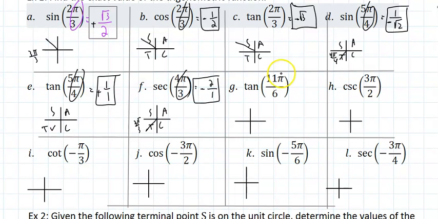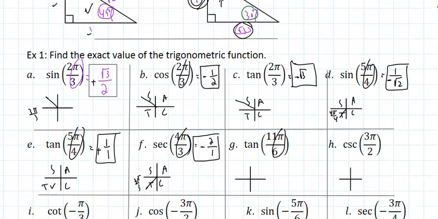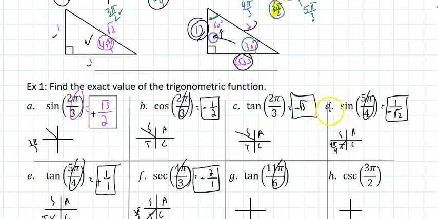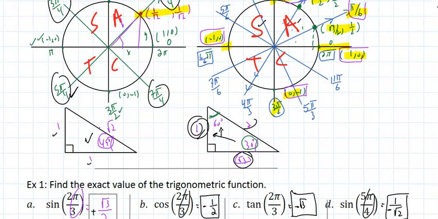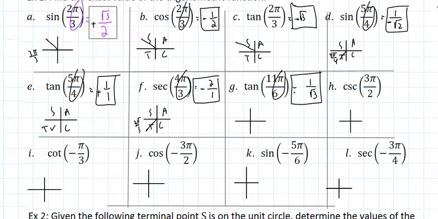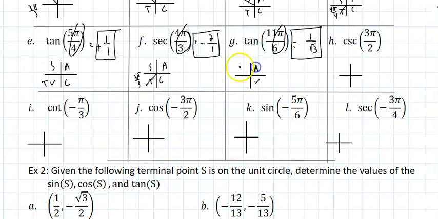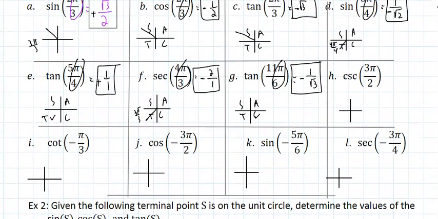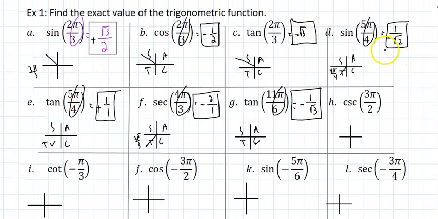11 pi over 6, 30 degrees. 30 degrees is right there. Tangent is the opposite over the hypotenuse. The adjacent, I'm sorry. 11 pi over 6, if I glance at this, I could see where it is right away. It's right here, all students. So here, only cosine is positive. That means that's a negative. By the way, I do want to mention, if you rationalize the denominator, this is radical 2 over 2. So on the homework, you should rationalize. For the exam, I could care less.